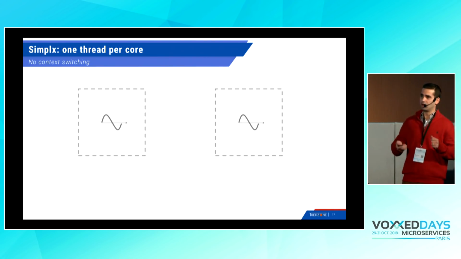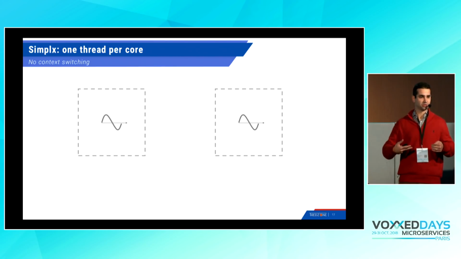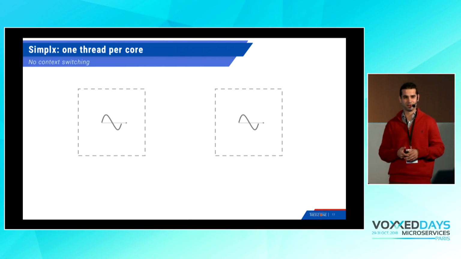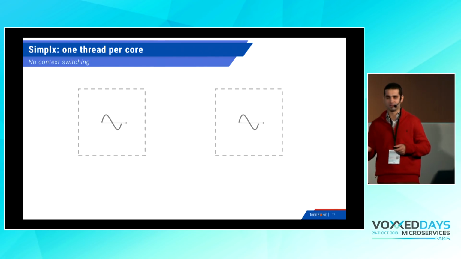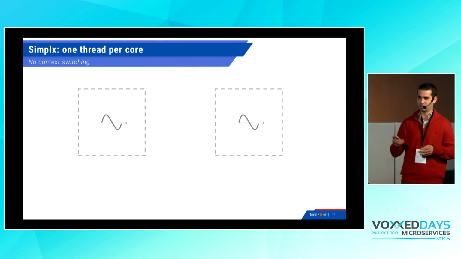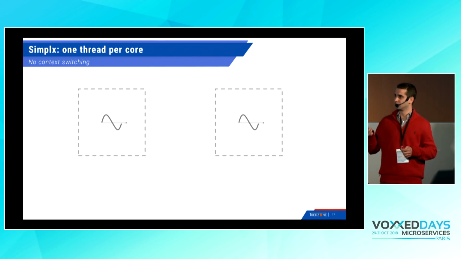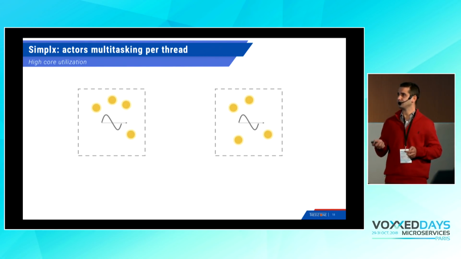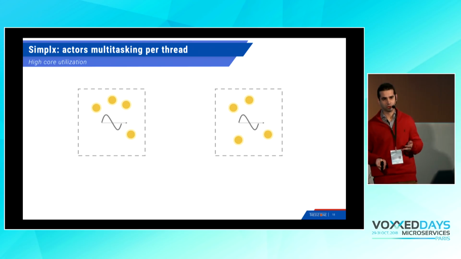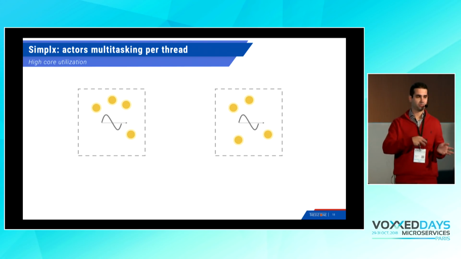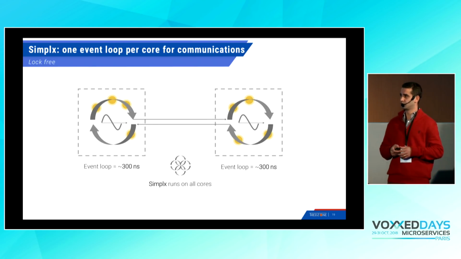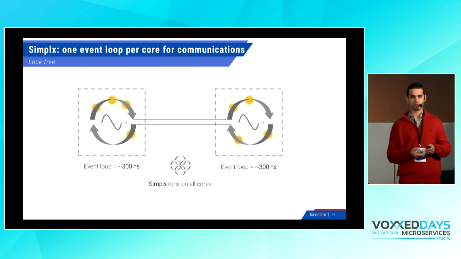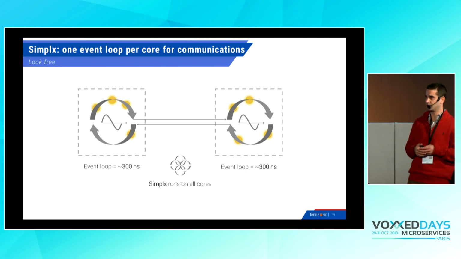So we used it because we have already had this operating system that implements multi-threading, but it's not the best one if you want good performance. So the first principle, one thread per core, so we eliminate context switching. The second principle, we want to increase the core utilization, so we share multiple actors per core. And the third one, to schedule these actors, we have an event loop that is running infinitely.